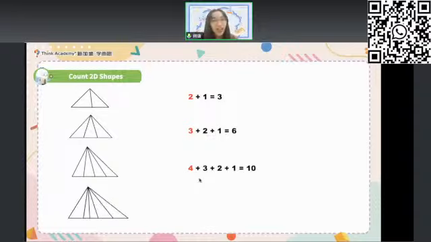So following this, could you please tell me if there are 5 singular triangles, what is the total number of triangles in the figure? Yeah, could you please tell me? If there are 5 singular triangles altogether, it should be, what is it? Correct, it should be 15. Excellent, okay? So you will see that the equation is 5 plus 4 plus 3 plus 2 plus 1. That is 15.